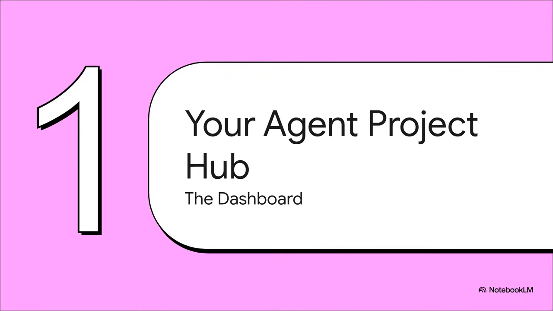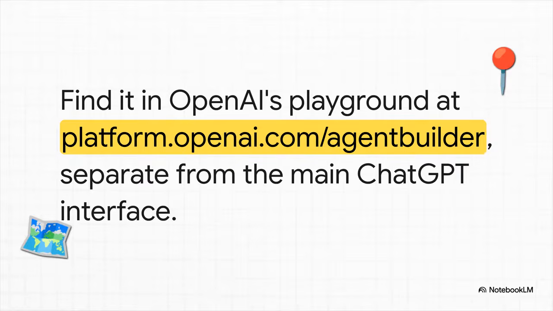All right, so the first stop on our tour is the dashboard. The best way to think of this is like your agent's mission control. It's the central hub where every single project you're building, testing, or deploying is going to live. Now, here's a quick but really important heads up. You're not going to find this on the regular ChatGPT site. The Agent Builder lives inside OpenAI's developer playground. And you know, that's not an accident. It's a signal that this is a professional-grade tool. It's designed for building real applications, not just for having a casual chat.